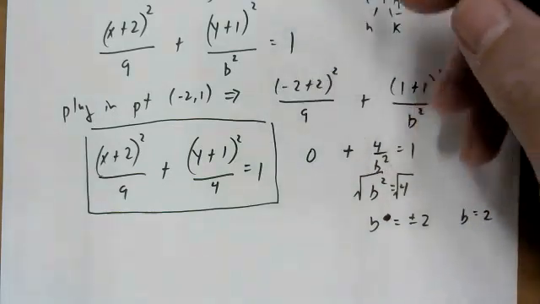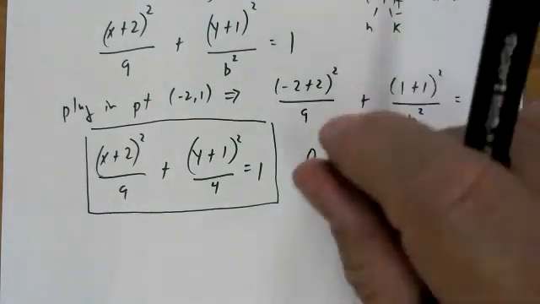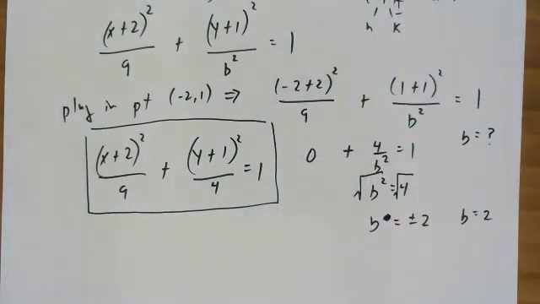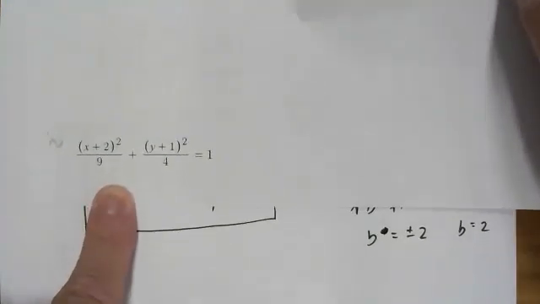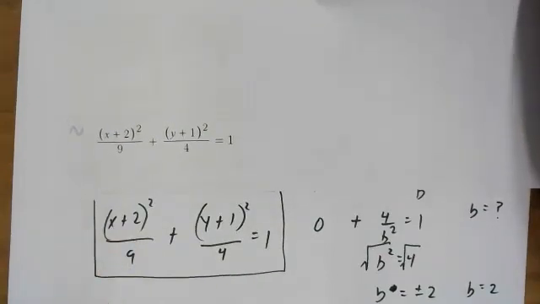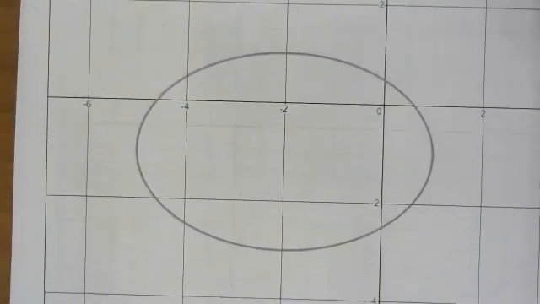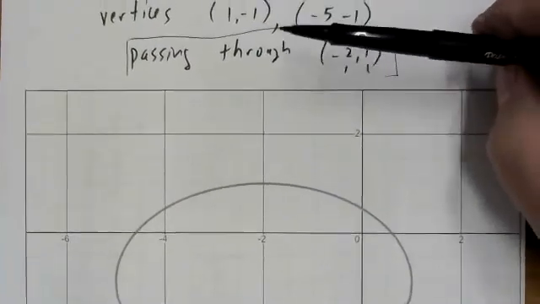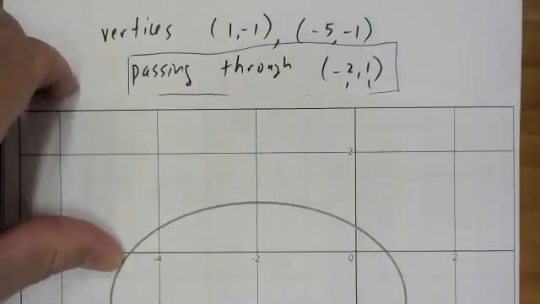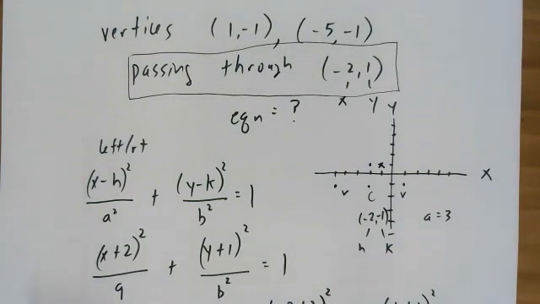So let's look at the graph and see if this information is true. So right here, I look at the bottom of my graph. This is the graph of (x + 2) squared over 9 plus (y + 1) squared over 4. So this is the equation I've come up with. So here is the graph. Now the question is, this information I've been given, does it make sense for this graph?